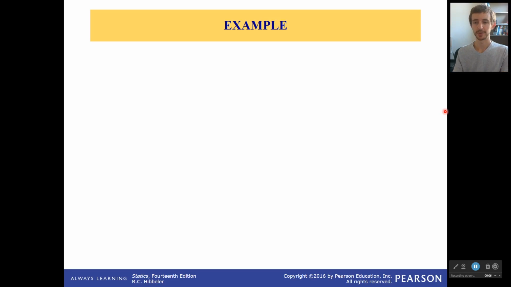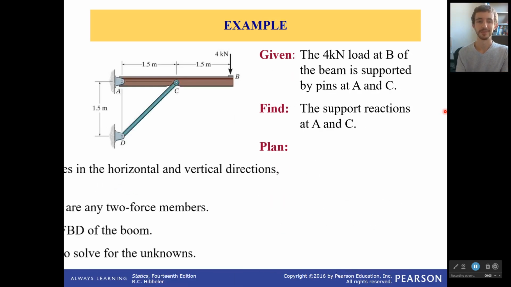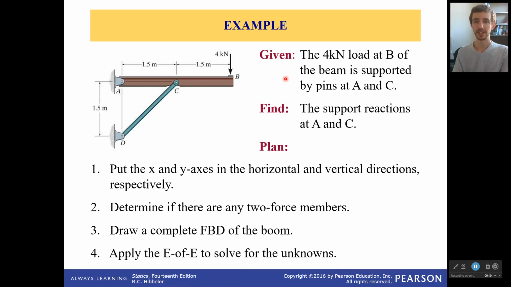So what does it give us? Oop, there you go. So we've been given a 4 kilonewton load, which is applied at the end of this beam, and it's supported by pins at A and C. We want to figure out the support reactions at A and C.